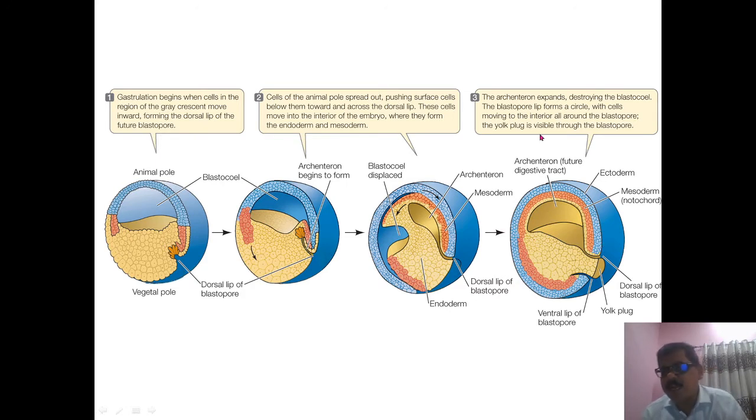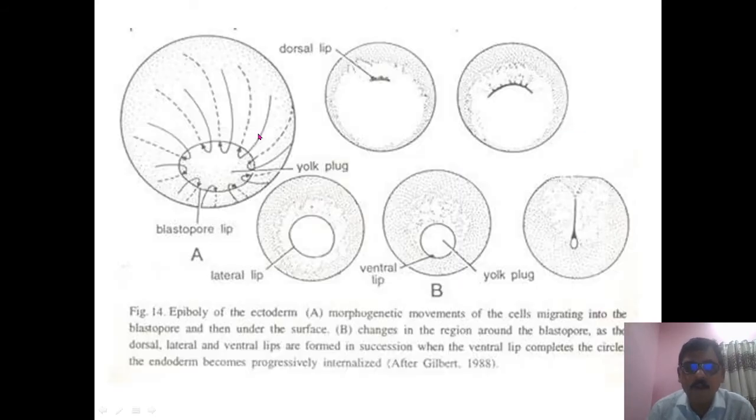The Archenteron expands, destroying the previous cavity that we called the blastocoel. Then the blastopore lip forms a circle, with the cells moving to the interior around the blastopore. The yolk plug is visible through this blastopore. So these are the steps of how the three germinal layers are formed during the process of gastrulation in the frog.